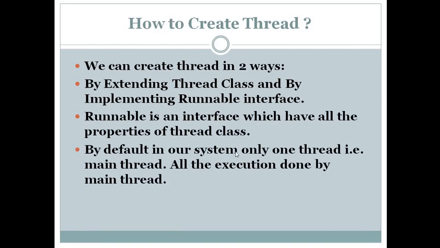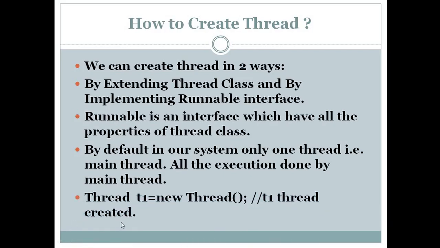Runnable is an interface which has the properties of the Thread class. By default in our system there is only one thread, that is the main thread, and all the execution is done by the main thread. If we have not created any thread, there is only the main thread. So Thread t1 = new Thread(); here t1 is a thread we have created, an instance of Thread.